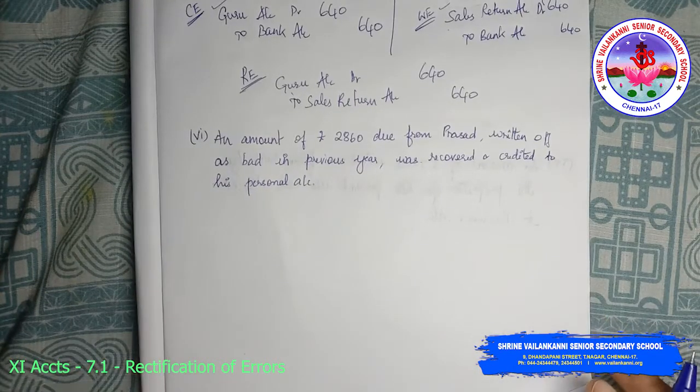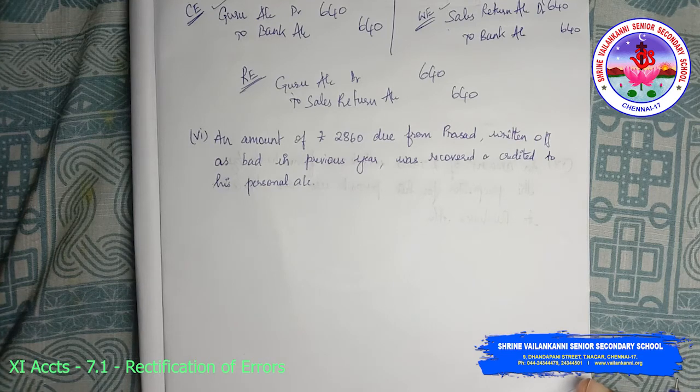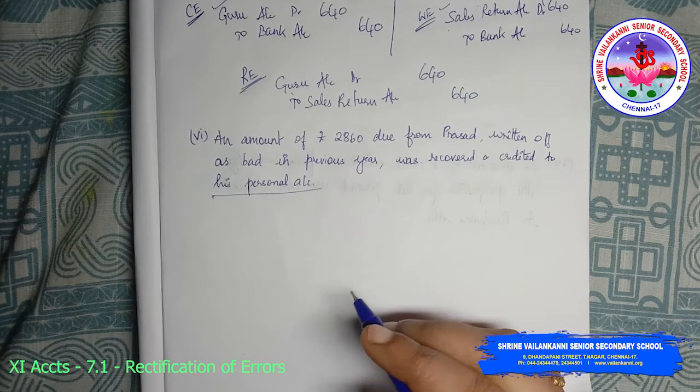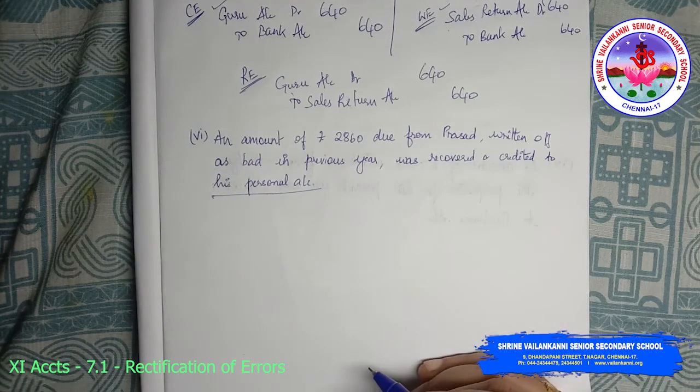The next one, an amount of rupees 2,860 due from Prasad written off as bad in previous year was recovered and credited to his personal account. This is a mistake. So bad debts was recovered. So what is the correct entry?